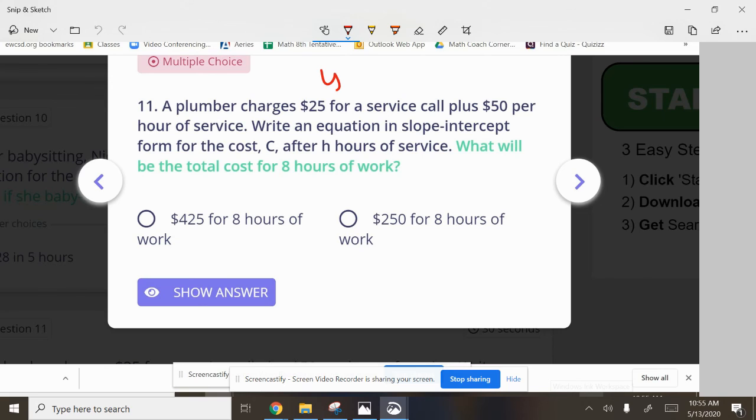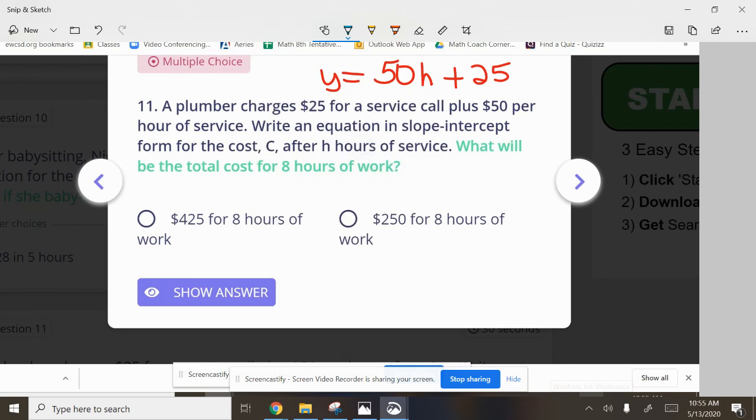So all right. Now, a plumber charges $20 for a service call plus $50 an hour of service. What is the starting fee? What am I charged right away before I even call the plumber and get to my house? Well, when I do call and he gets to my house, I already have to pay 25 bucks. Then, if my plumber's there for an hour, I pay another 50 per hour. Okay? Write an equation in slope-intercept form, and then what will be the total cost of 8 hours?